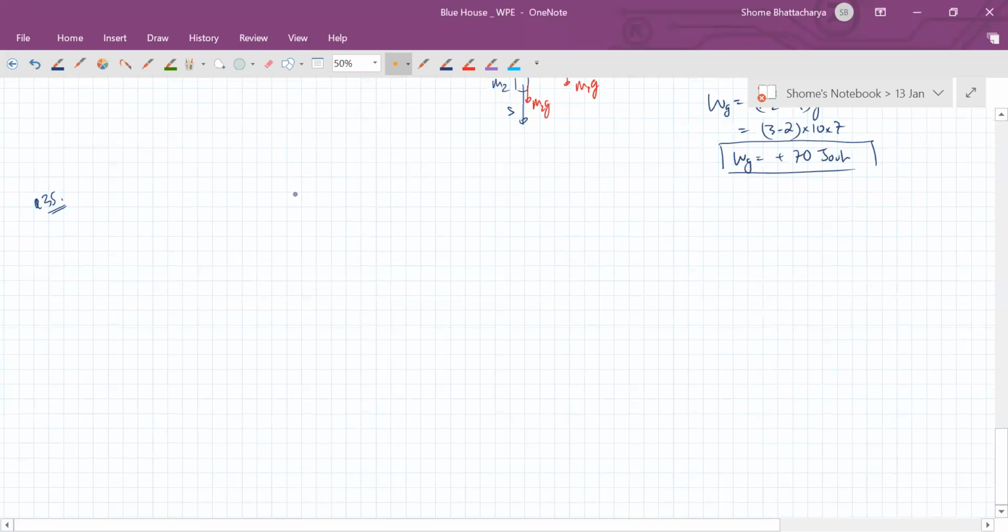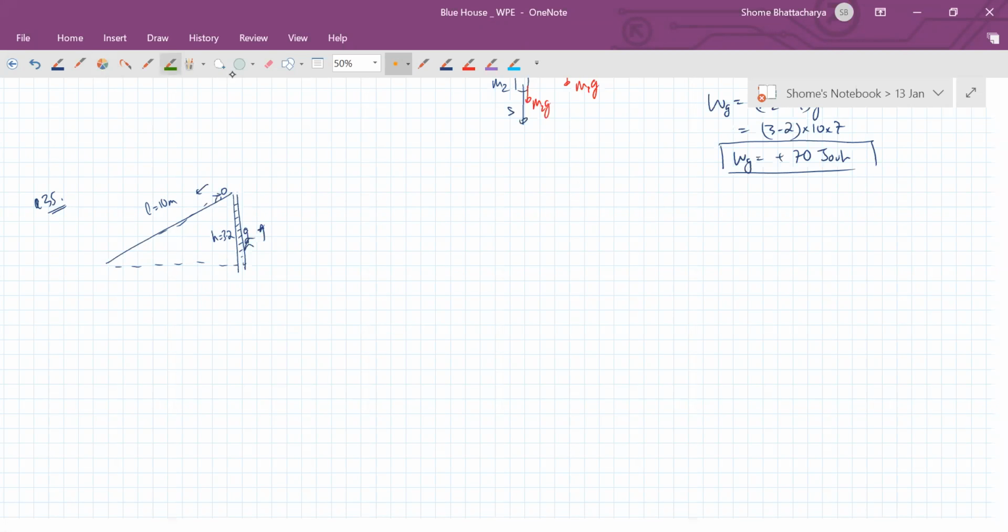In question 35, there is this children's slide with a ladder leading up to it. The person first climbs up the ladder and then slides down. All the details are given. The total length of the slide is given. The height of the ladder is given, so indirectly this angle is known. The height is 8 meters by mistake.